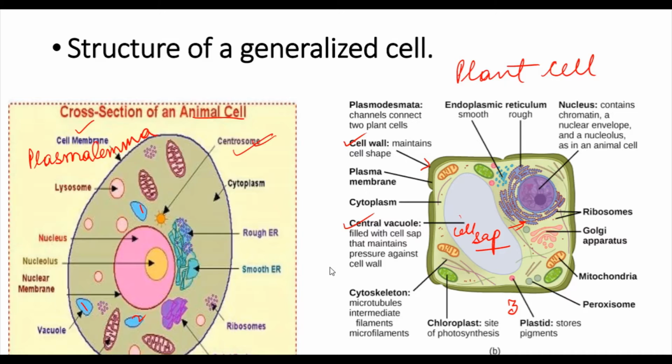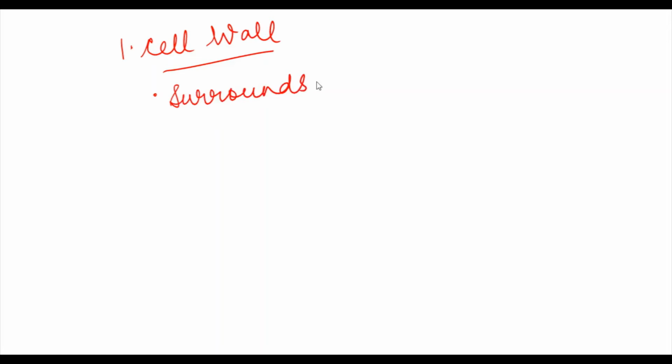Now what we will do, children, now we will try to understand each and every part of a cell in detail. Okay, let us understand with the cell wall, because this is the outermost membrane for a plant cell. Okay, so cell wall we are going to study first. Cell wall, children, as we all know that it is present only in the plant cell and it surrounds what? It surrounds the cell membrane.